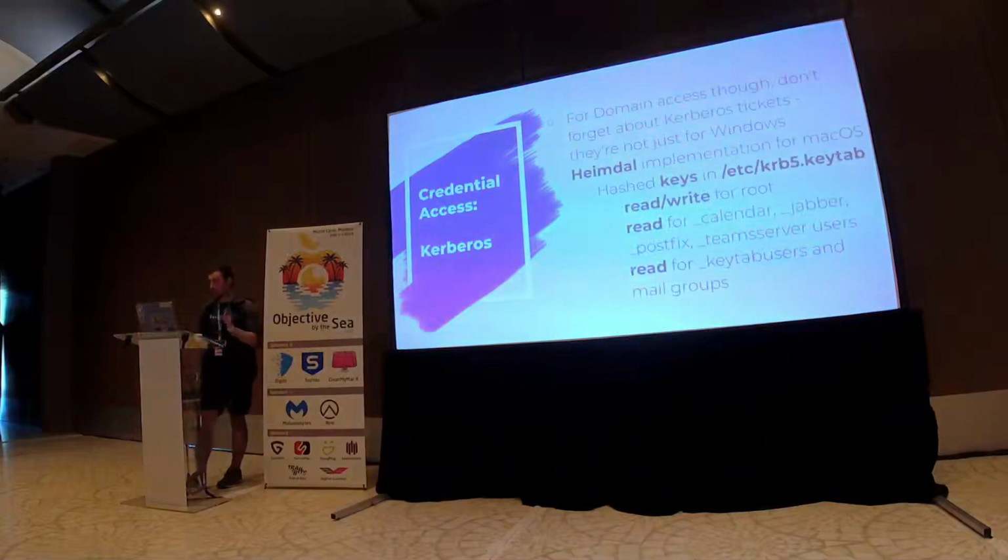And if you're looking at a computer joined to a Windows domain, as you start doing Kerberos, there's a whole bunch of information stored in this /etc/krb5.keytab file. krb5 just being Kerberos version 5. By default, this file only has reading rights for root, but if you're part of any of these other groups, you can actually read it. So if you're part of Calendar, Jabber, Postfix, Team Server, keytabs, mail, all this sort of stuff can read this file. All you need to do is read it, because then you can get access to these keys.